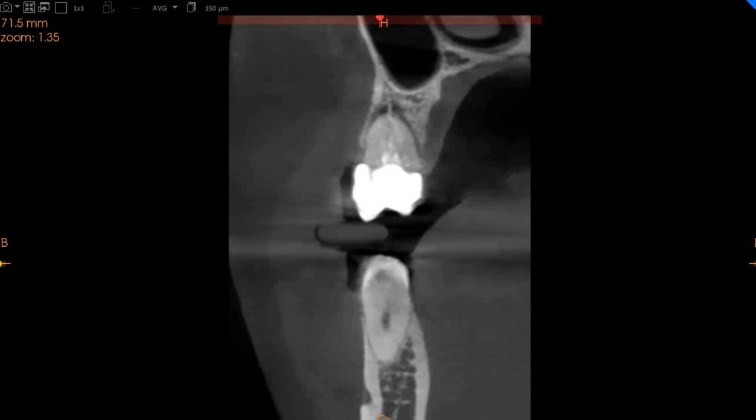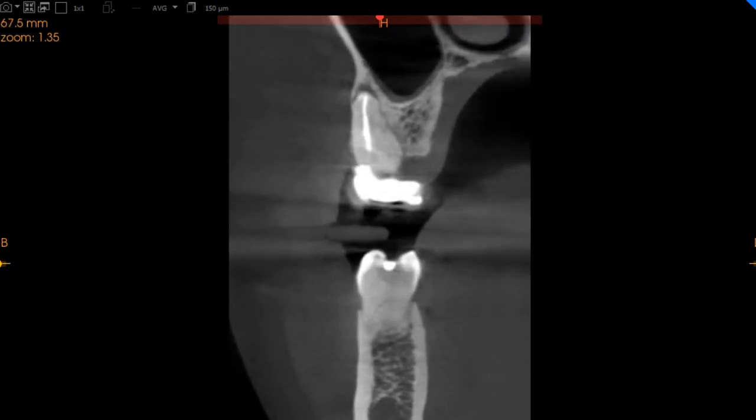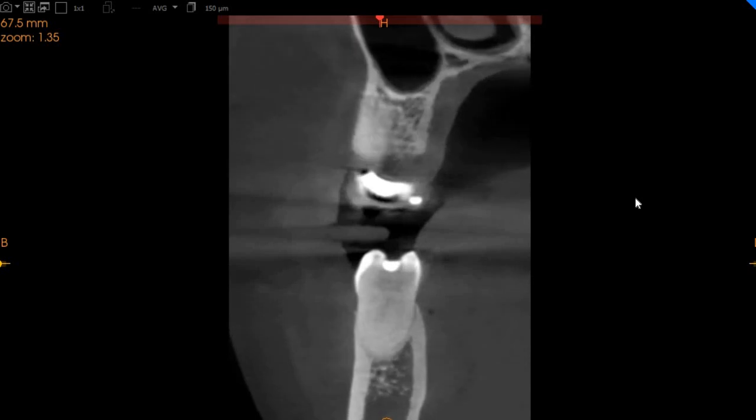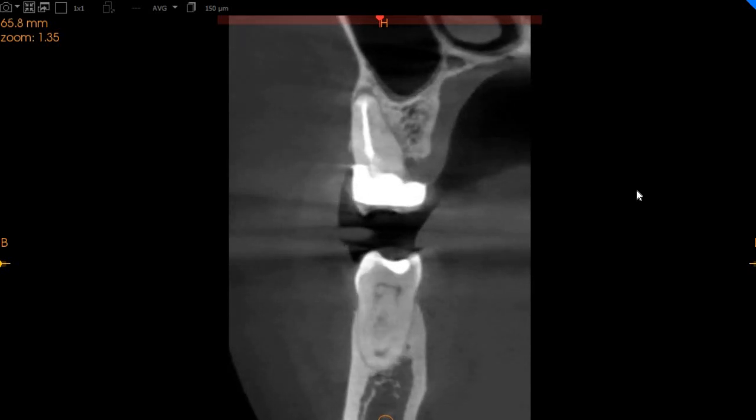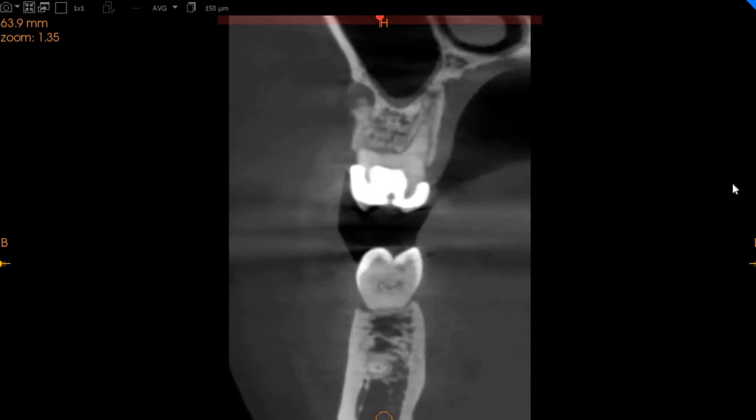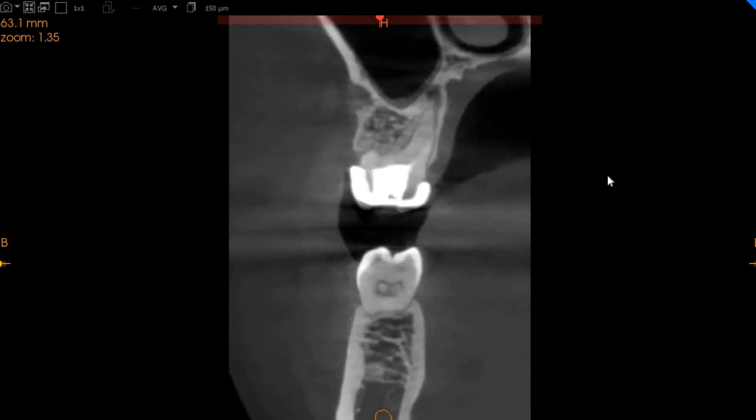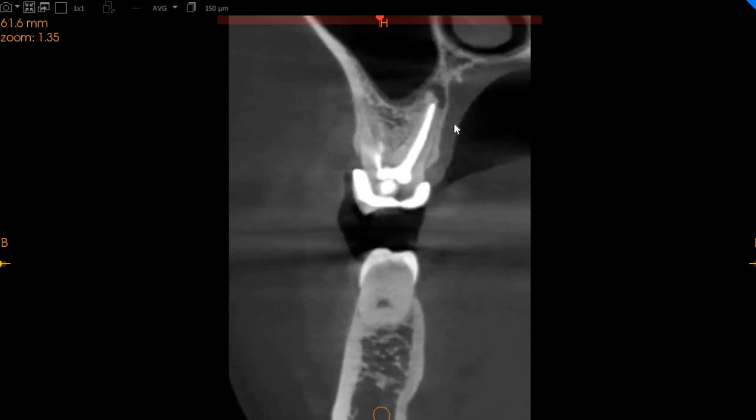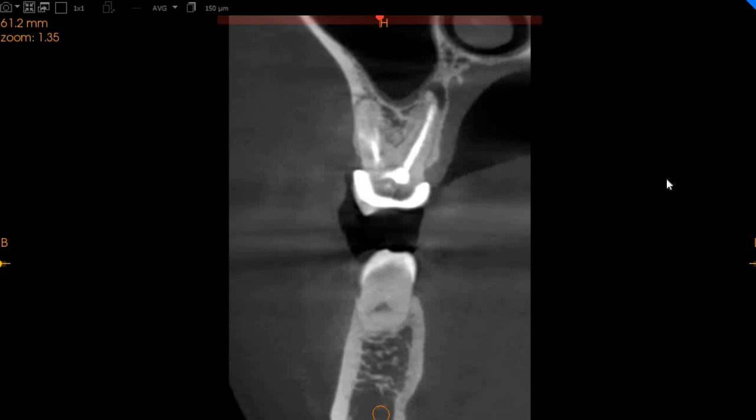When we move to the upper right first molar, here you can see we've got one single canal obturated in the upper right 6 with periapical radiolucencies, which is perforating the cortical plate as well. The palatal root has a periapical radiolucency as well, even though the obturation seems appropriate.